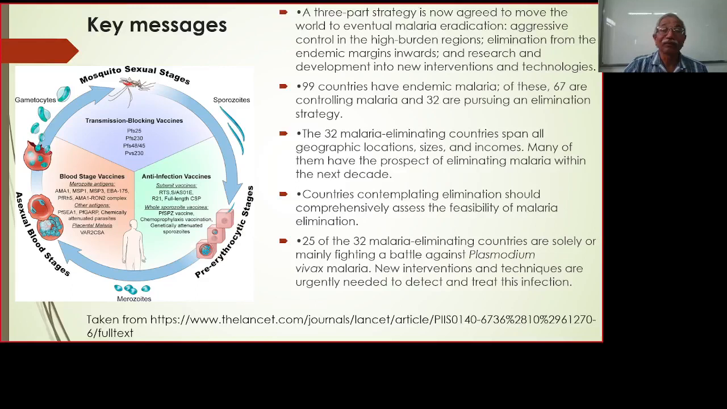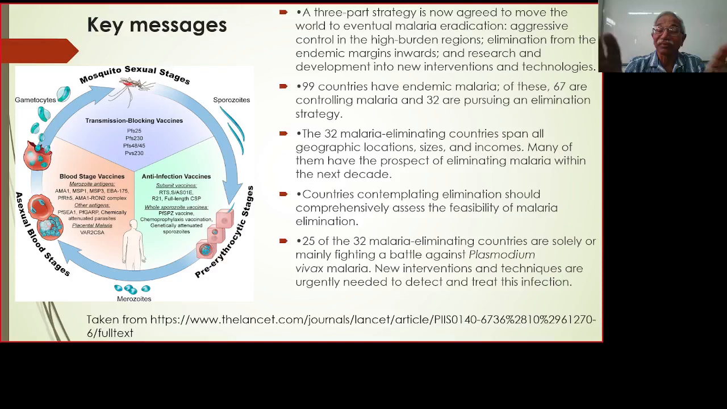So a three-part strategy is now agreed to move the world to eventual malaria eradication. And every 2 years, 3 years, the WHO said we have to eradicate malaria, but they haven't been successful in doing that. So 99 countries have endemic malaria. So every year they will have malaria, 99 countries. Most of them are from Africa. You will see the picture also, graph.